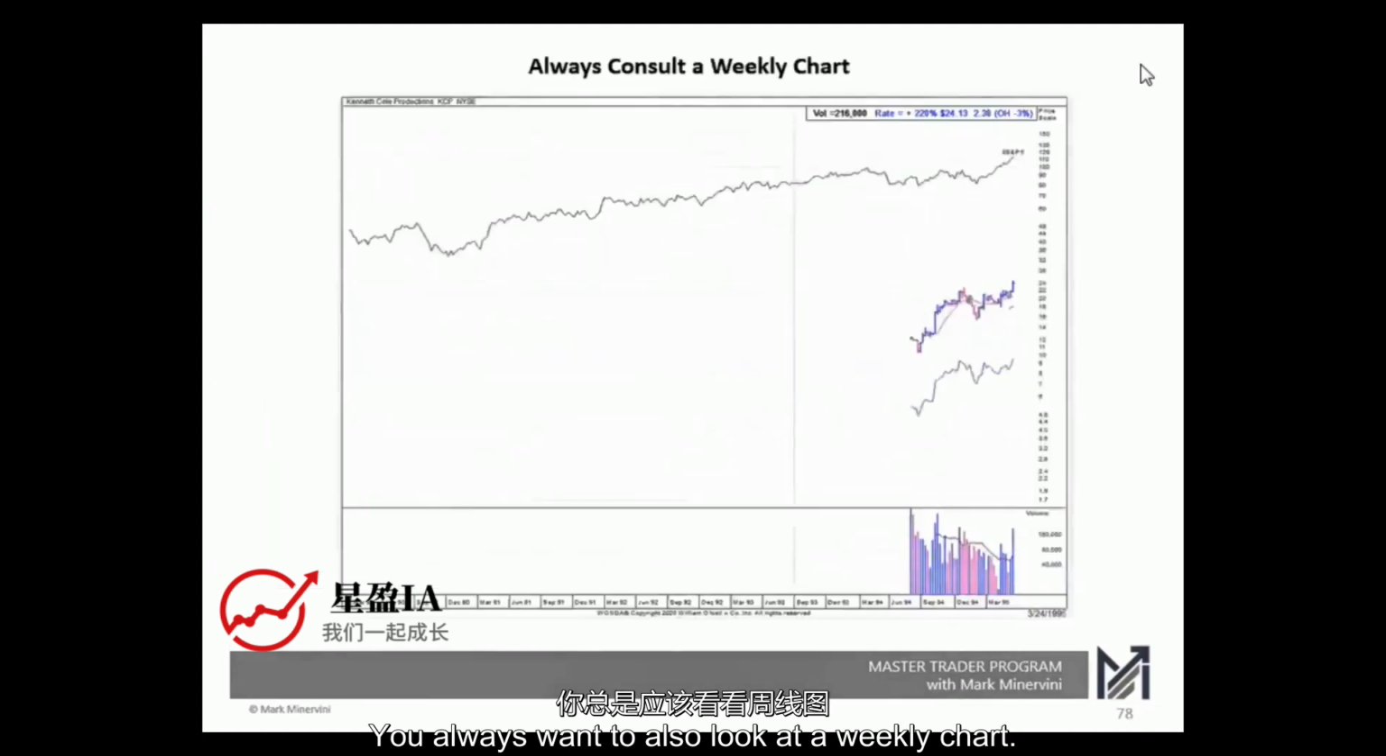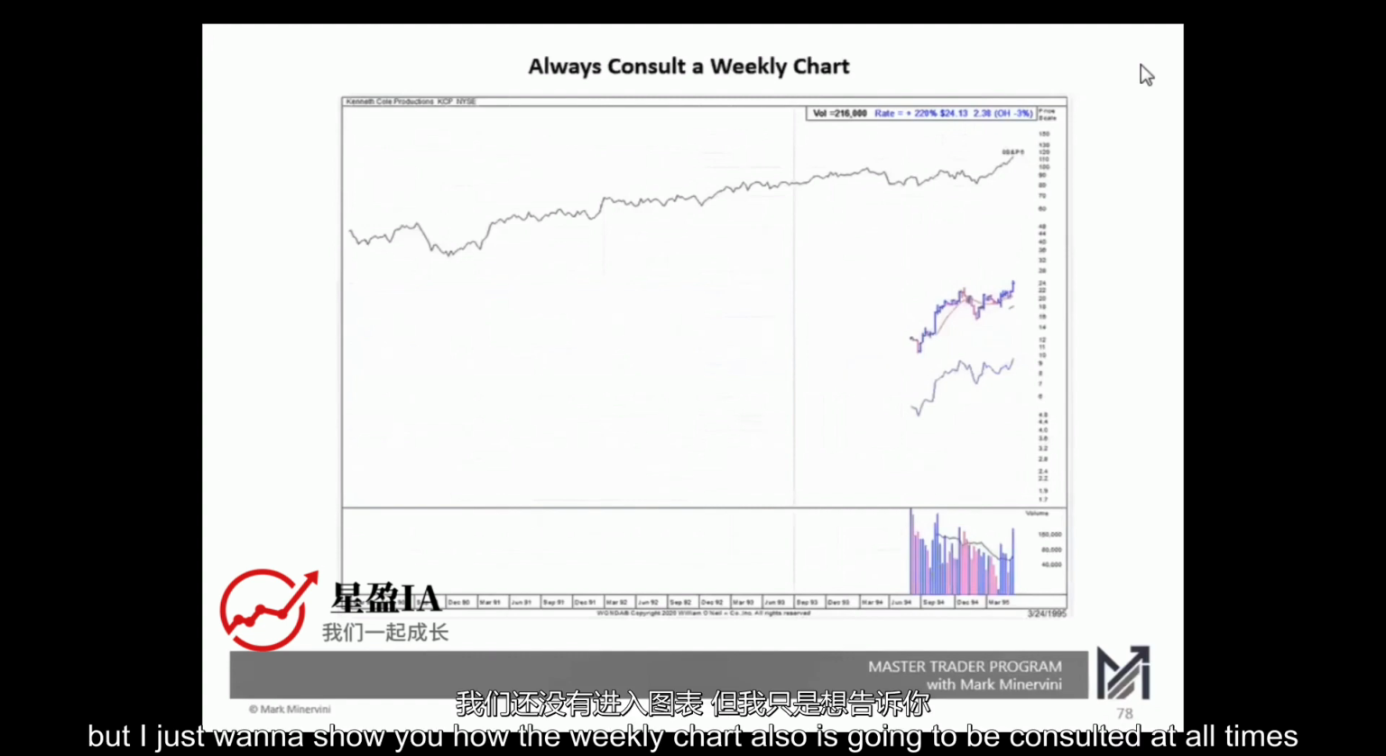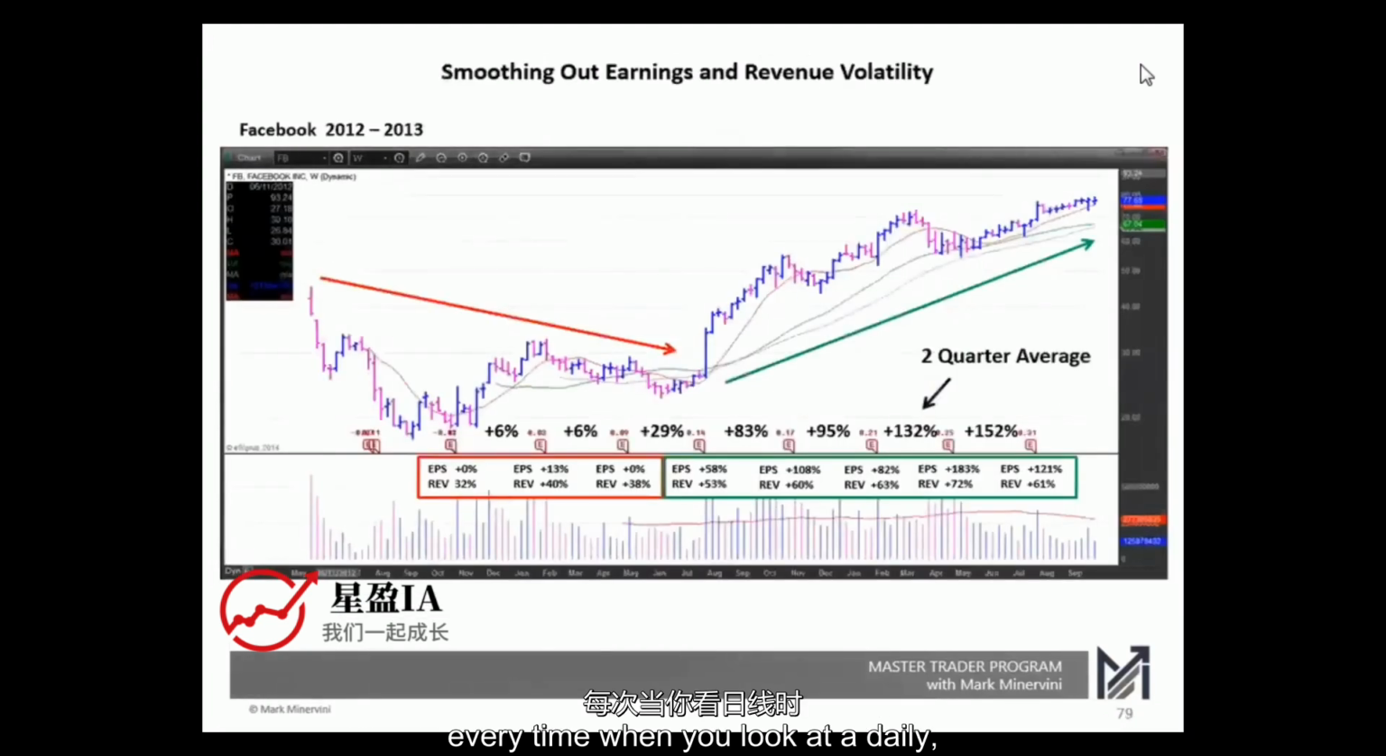You always want to also look at a weekly chart. And like I said, we're not getting into charting yet, but I just want to show you how the weekly chart also is going to be consulted at all times. Every time you look at a daily, you're going to look at the weekly as well. Let's look at Facebook here. Two things about this chart. One, here's the new issue.